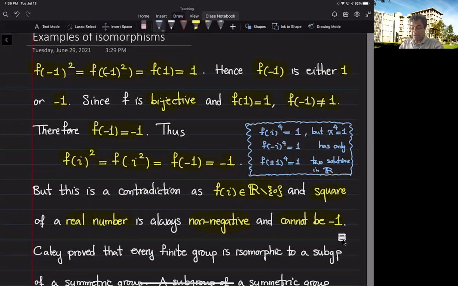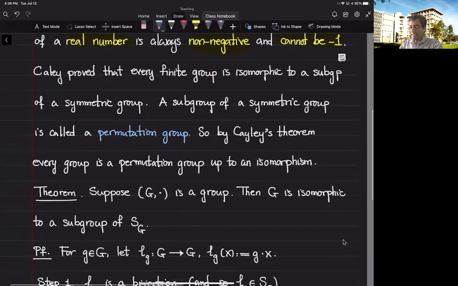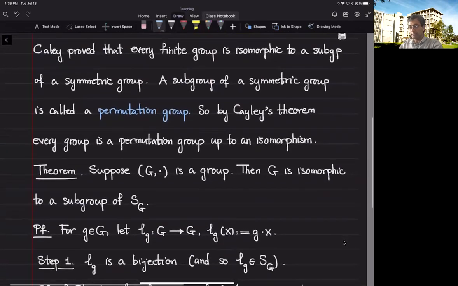because either f of i is equal to f of -i. So all of these f's cannot be distinct. Therefore, f cannot be bijective. From there, we get another way of getting a contradiction. In any case, now we've seen some examples and some non-examples.